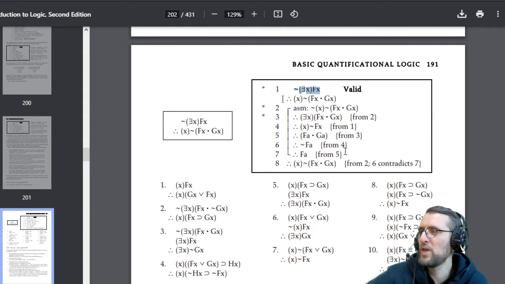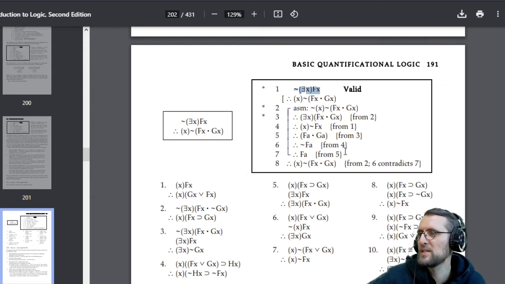So how do we do that? How do they do it? Well, they assume the opposite again, a reductio ad absurdum. That means they assume the opposite and then they try to see whether there is a contradiction in the following steps. They do. So let's see what they did here. It seems from 2 they derive there's at least one x so that Fx and Gx.